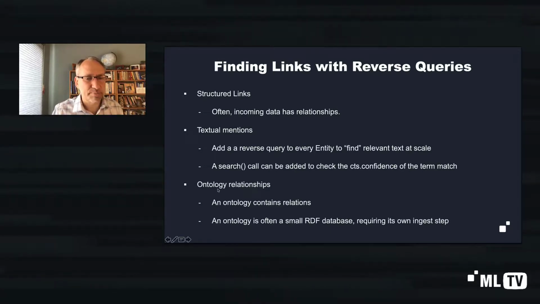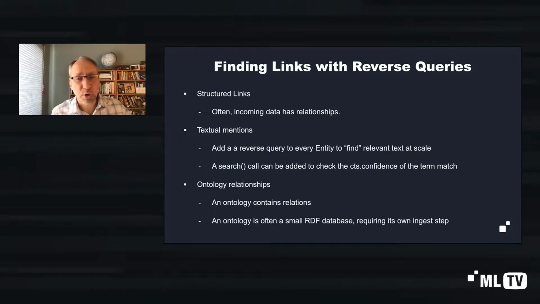Another kind of relationship is to use ontology relationships. So for this data, there's an ontology called RxNorm. When the drugs come in, we do a SPARQL query against RxNorm to find the ingredients of the drug. An ontology is really a small database, so you can look things up in it in that way.